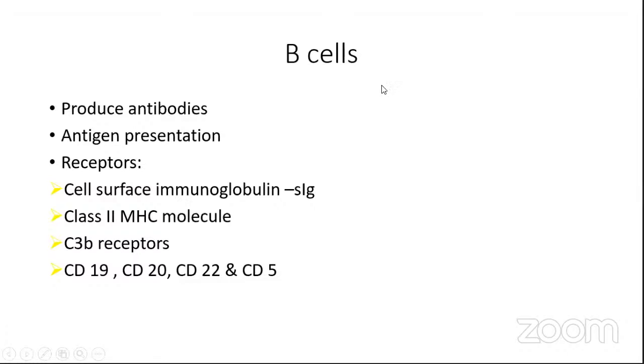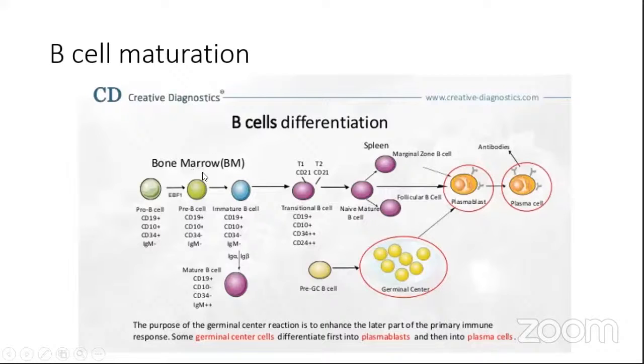Then coming to the B cells, they produce antibodies. Apart from production of antibodies, another main function is that it can also act as an antigen presenting cell. On its surface, it contains cell surface immunoglobulin or the secretory immunoglobulin, class 2 MHC molecule, and C3b receptors. These are the complement receptors. And the two main CD markers for identification of B cells are CD19 and CD20, apart from that CD22 and CD5. So this is the B cell maturation in the bone marrow.